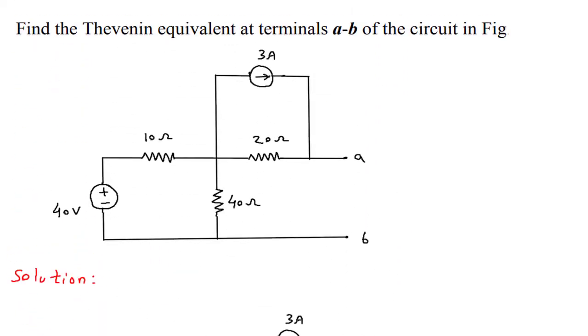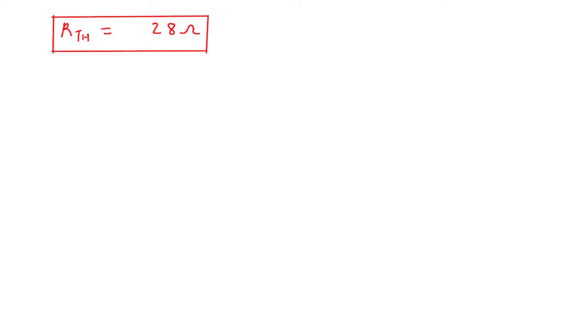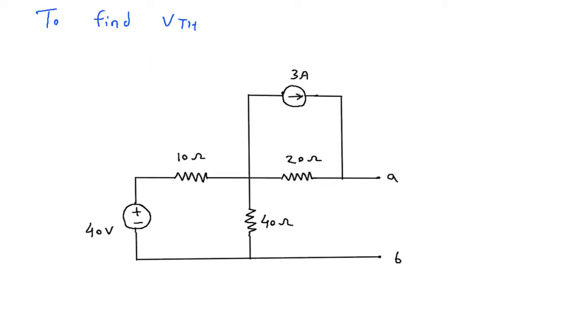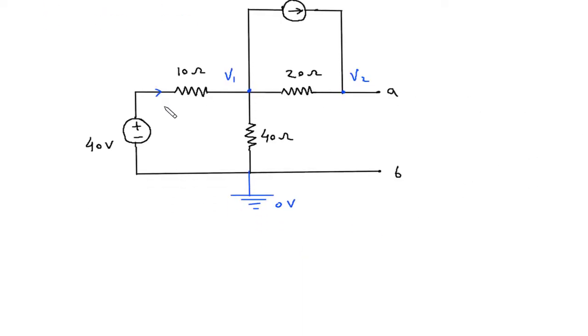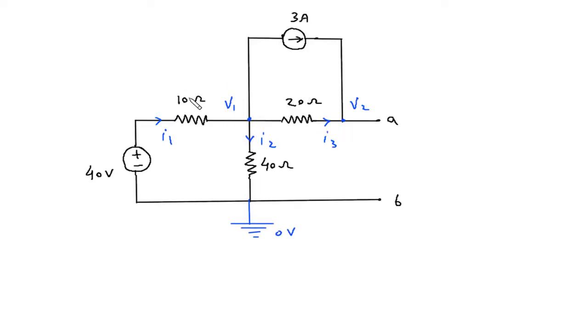Next we have to find VTh. So to find VTh, let's assume this is node V1 and this is node V2. Let's say this is reference node with 0 voltage. Let's say this is current I1, this is current I2, and this is current I3. Now we can apply nodal analysis here to find the value of V1 and V2.